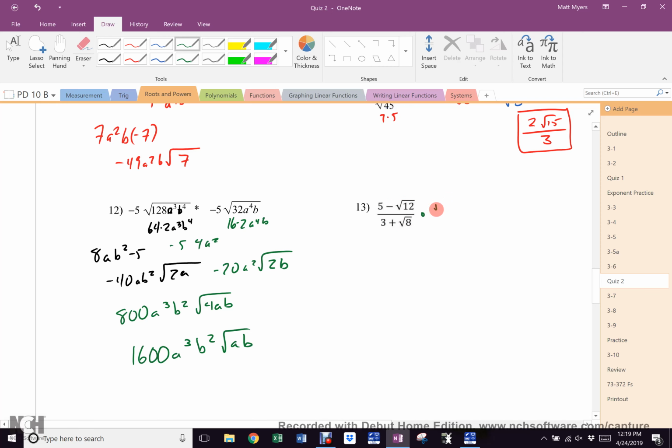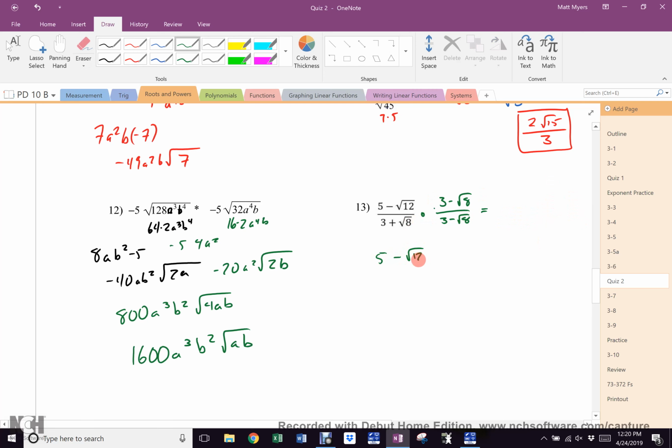Whatever you did, you had to multiply by the conjugate, which in this case, if you didn't simplify, was 3 minus root 8 over 3 minus root 8. If you simplified, it was 3 minus 2 root 2 over 3 minus 2 root 2. I do not care. Then, on the bottom, what is 3 times 3? 9. What is root 8 times root 8? Root 64, which is 8. 9 minus 8 is what? 1. Did you need a denominator? No. So all we care about is the top.